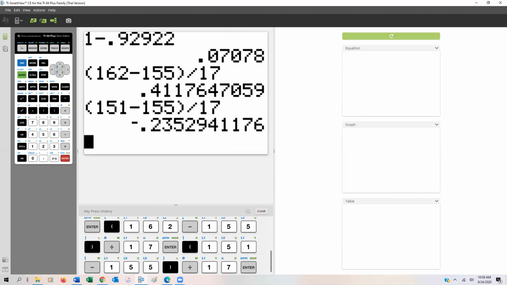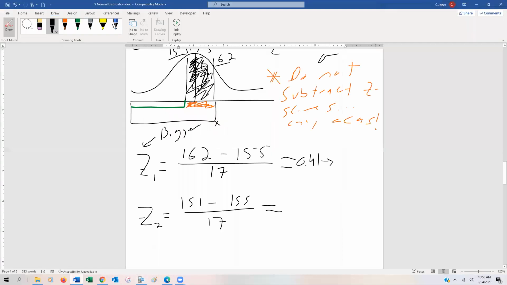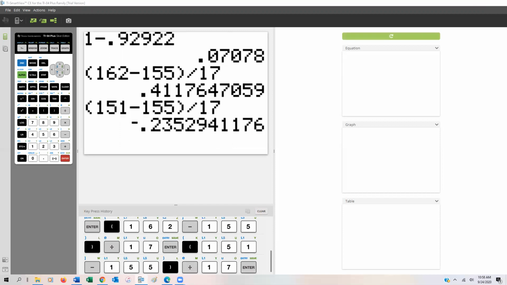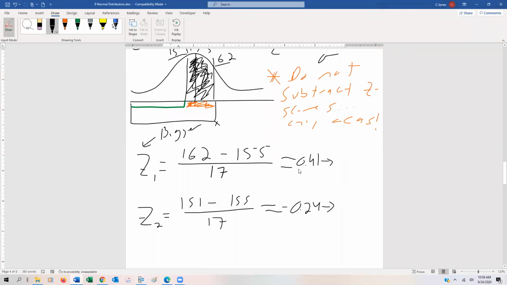And remember, we're always rounding z-scores to 2 decimal places. You might be wondering, why 2 decimal places? All semester we've been doing 3 decimal places. Well, the reason is that we go into the z-table, and the z-table only has 2 decimal places. So now let's go to the z-table. We're going to look up 0.41.